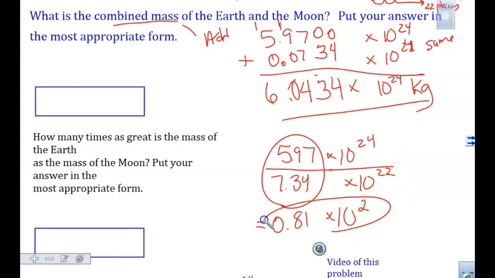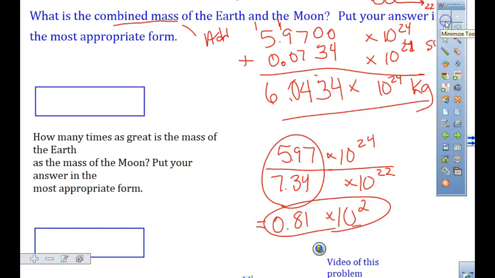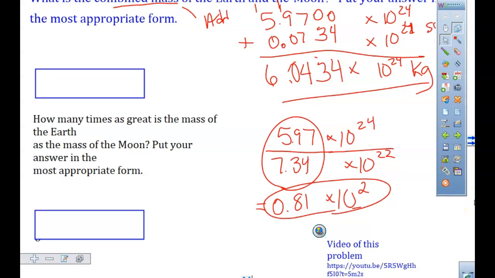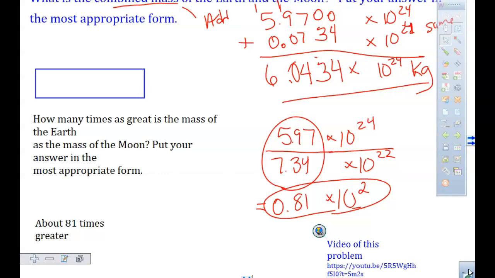I don't want to leave my answer like that. That's about how many times? How could I write that in standard form? It should be about 81, right? Doesn't 81 times greater look better than 0.81 times 10 to the second? So when you look at the problems, you kind of have to think about which way you're going to write each of those.